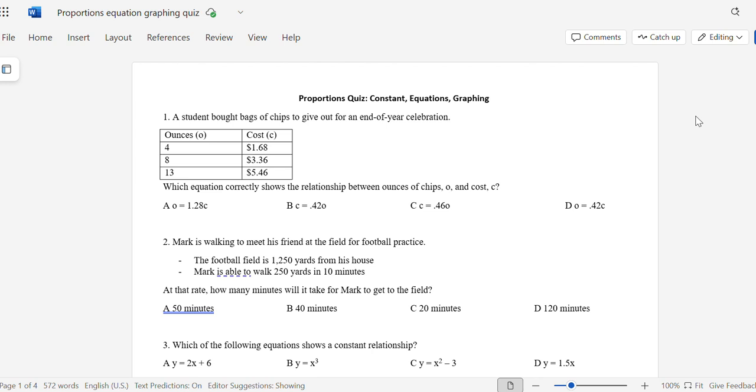A, O equals 1.28 C. B, C equals 0.420. C equals 0.460. D, O equals 0.42 C.